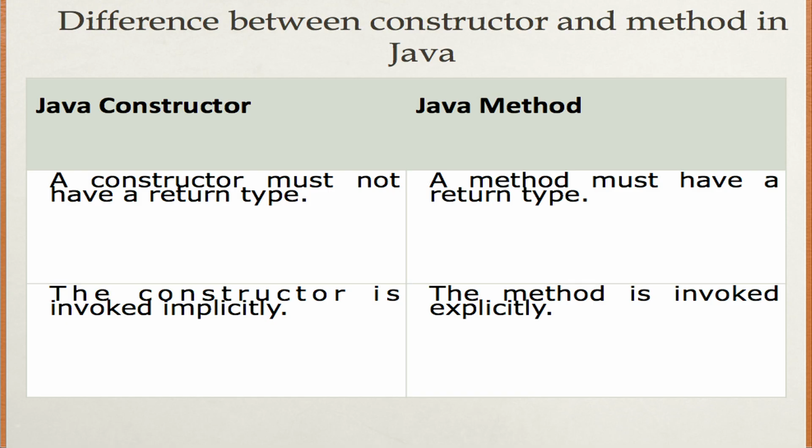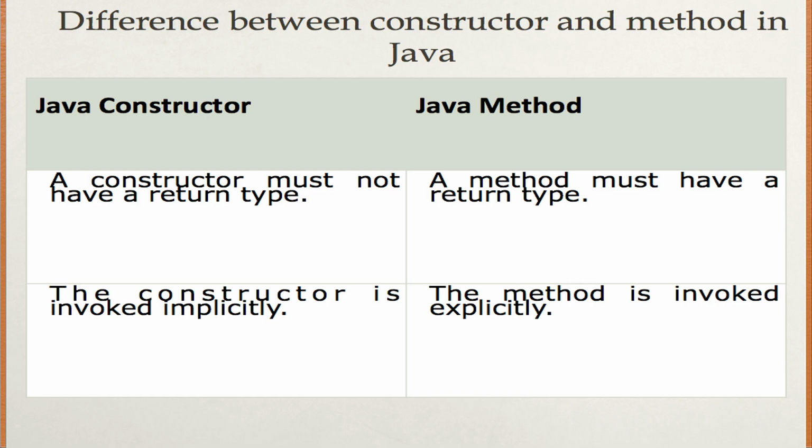The constructor is invoked implicitly, meaning automatically, as we define the object of any class, when we write new and then the class name. As the new operator or new keyword occurs, it automatically creates the constructor. While in the case of a method, it is invoked explicitly, so we have to mention the object name and function name. So this is the basic difference between a constructor and a method.